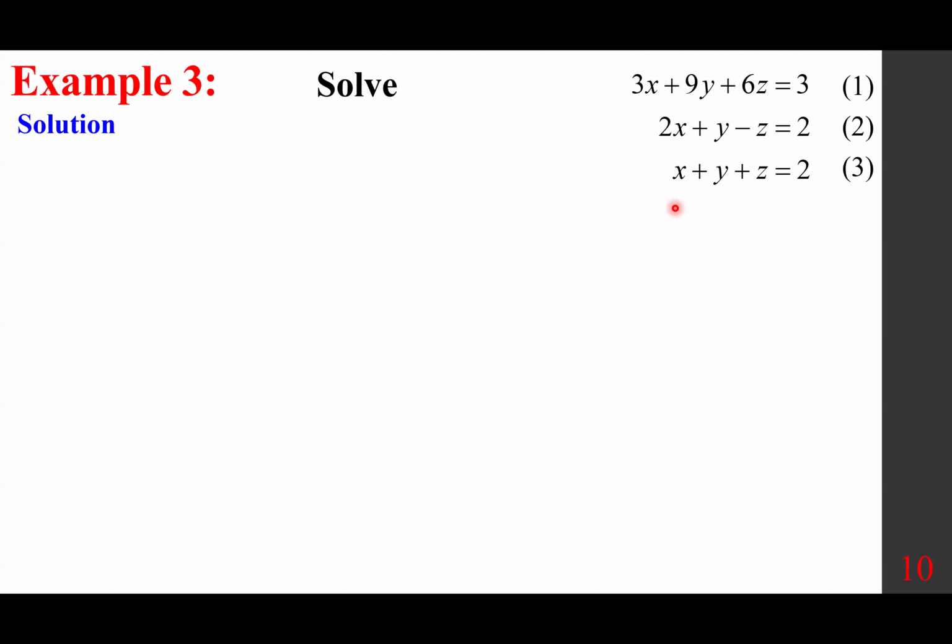Example 3, we are solving this system of equations. 3x plus 9y plus 6z is 3, 2x plus y minus z is 2, x plus y plus z equals 2. The methodology is that if we have a case such as the previous one, we try to do the substitution, but most of the time elimination works best. And the way it works is very simple. You decide to get rid of one of the variables.